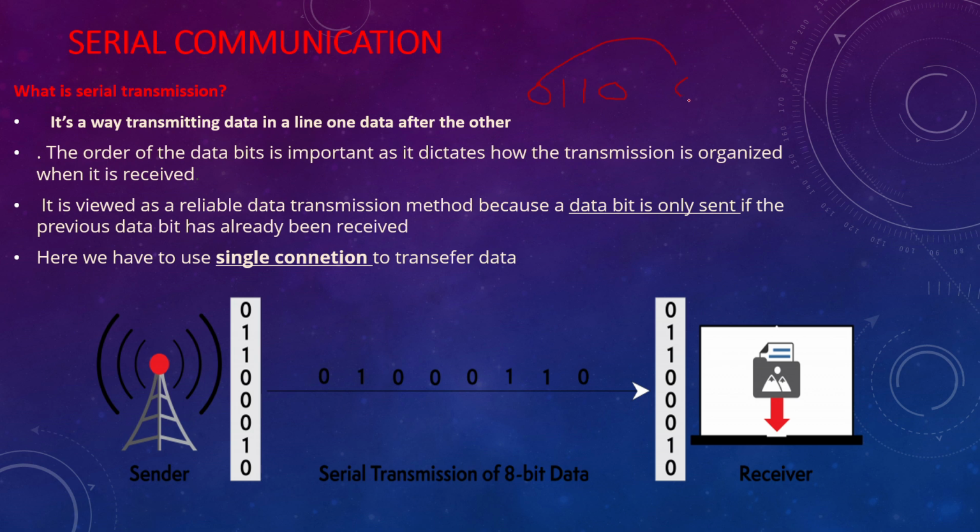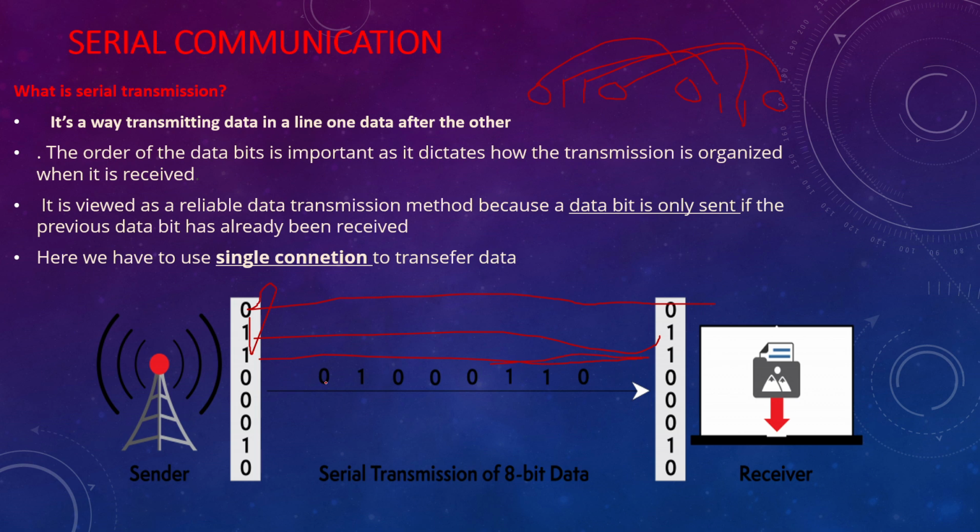See, first 0 will transmit, after that it will transmit 1. Then it transmits another 1, and after that it will transmit 0. So this is the serial communication. It will transmit one bit after one bit: 0, then 1 after 1, next one, next one.